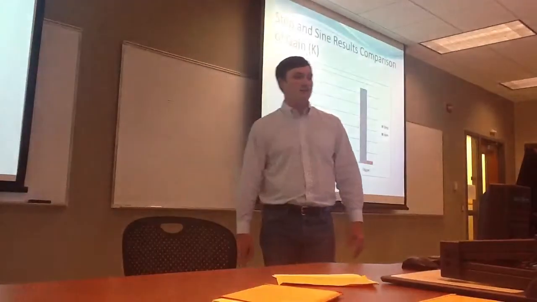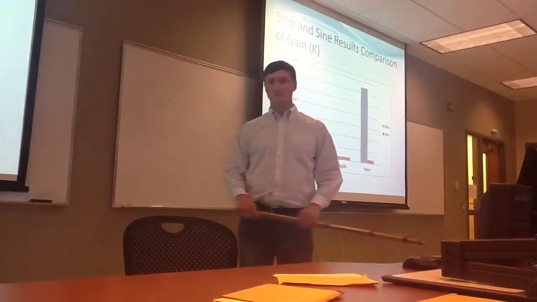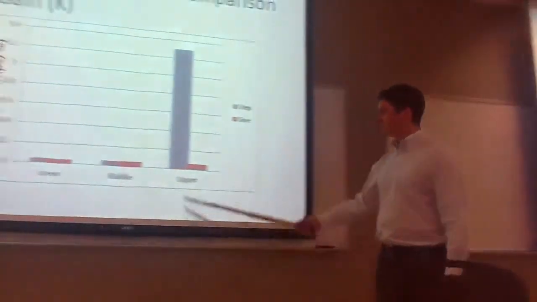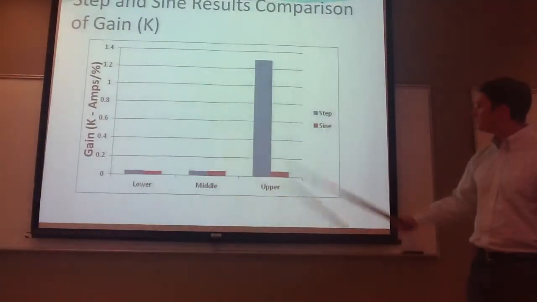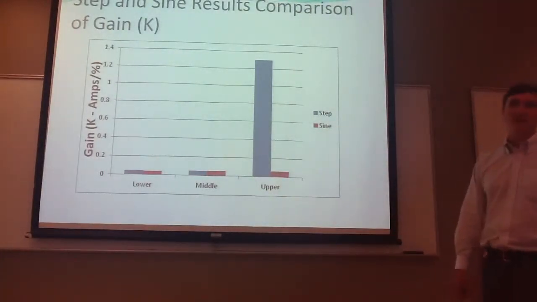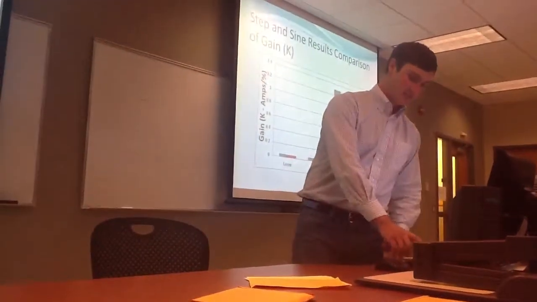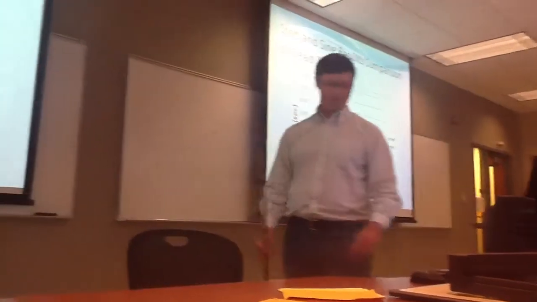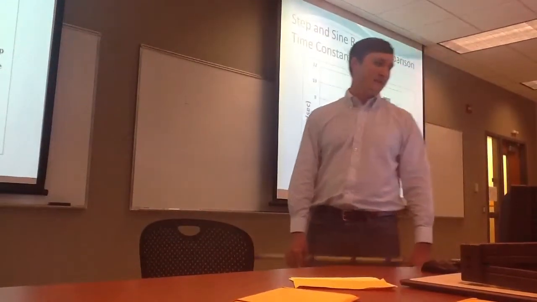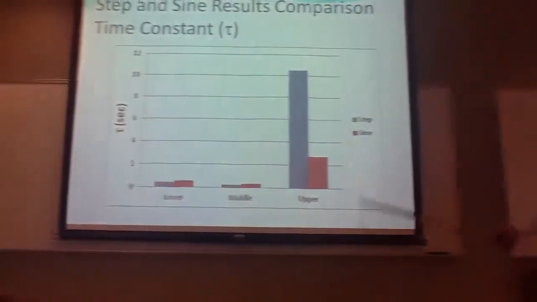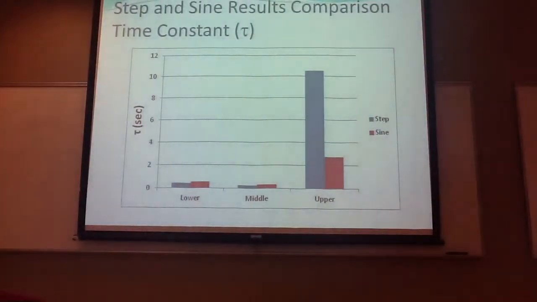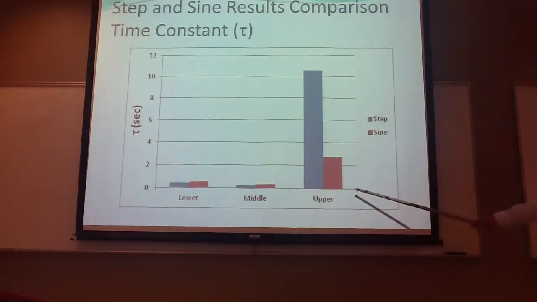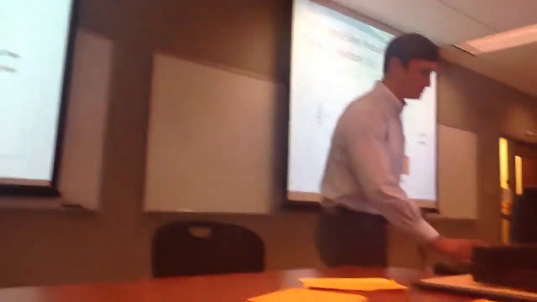So here's the comparison of the step and the sine results. This is for the gain. You can see the data is somewhat close, except for the step response for the upper. So that's still one of the things that's been haunting this entire experiment. The dead time, they all remain somewhat similar, but the time constant, once again, is much greater for the range for the step and sine. Even in the frequency experiment, it was greater for the upper range.